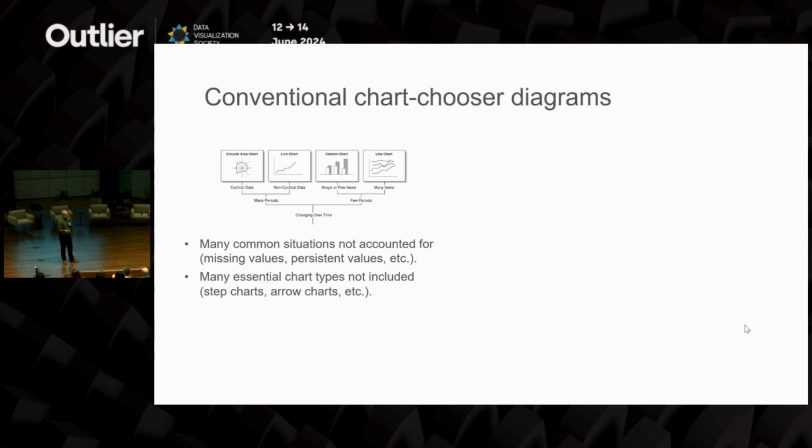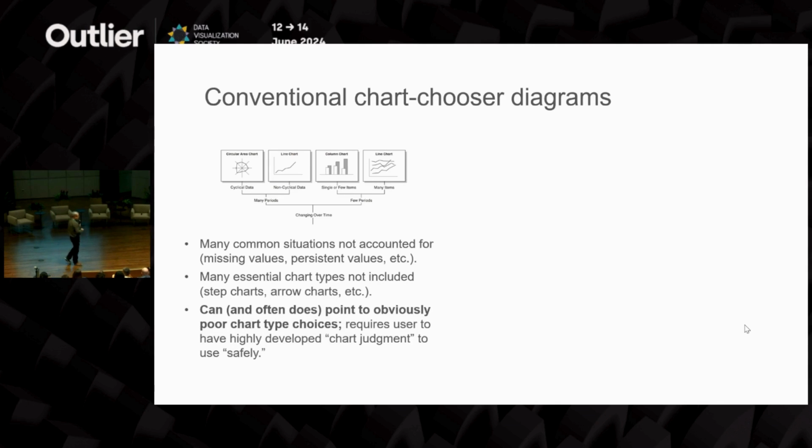And lots of essential chart types are not there. There are only 4 chart types. As you saw, I think we need at least 8 or 9 in order to cover the most common situations. Unfortunately, I think that these very often point to obviously bad chart type choices that no one in this room would agree with. And they require a lot of judgment on the part of the user. You have to be quite an experienced chart creator in order to use something like this effectively.